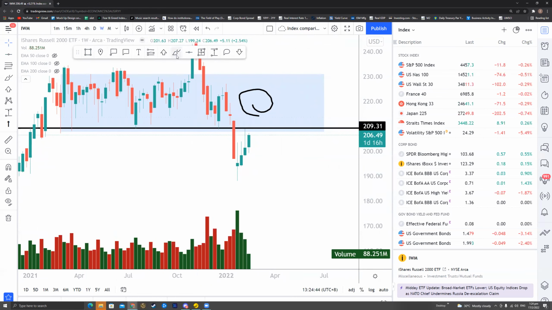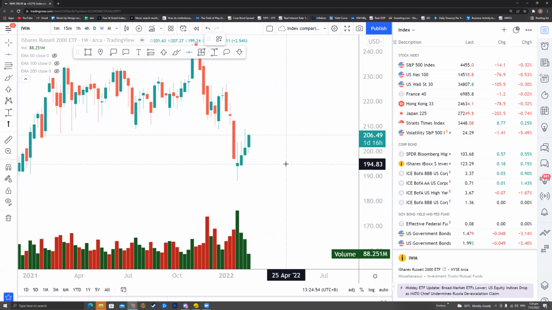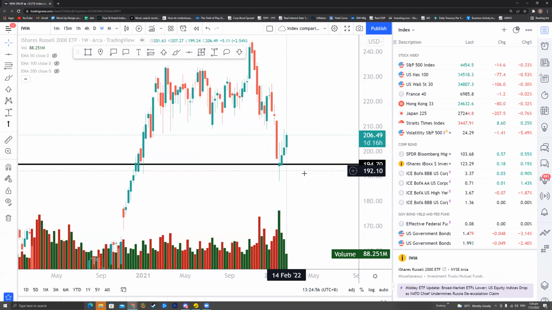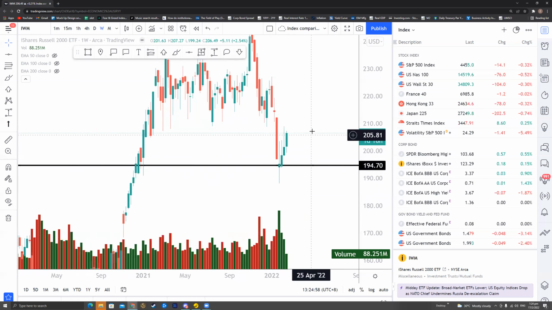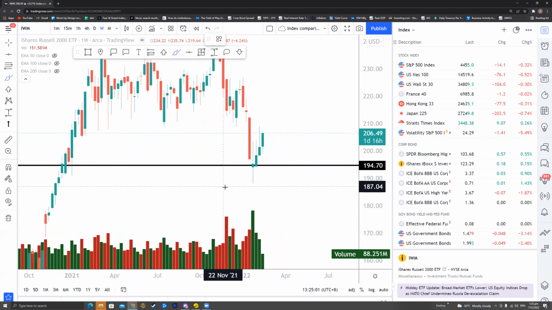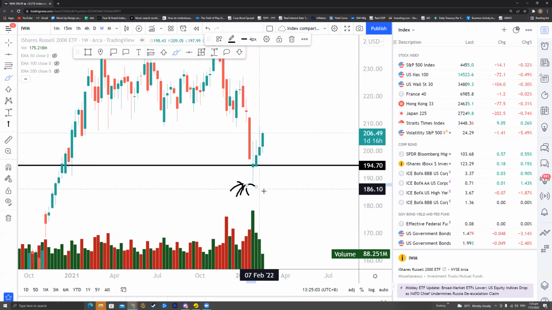Secondly, we have another big volume, this time green, coming in at this price level at 195. So you can conclude that this is the new support, or this is where all the new buyers are coming in. That's definitely true. All the new buyers are coming in.